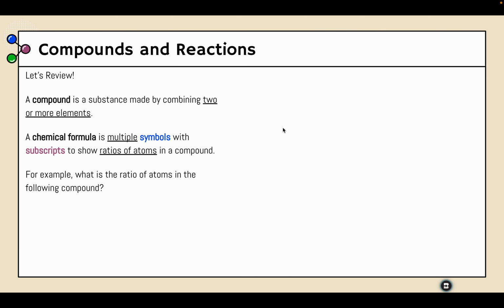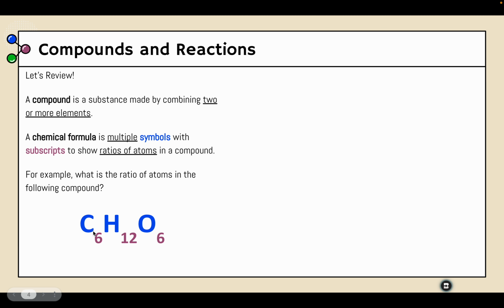So if you look really carefully at this following example, it says, what is the ratio of atoms in this compound? So this compound right here is known as glucose, or C6H12O6. So we have this color-coded here where the letters are blue and then symbols. Remember, a chemical symbol is a letter, right? So C stands for carbon, H stands for hydrogen, and O stands for oxygen.